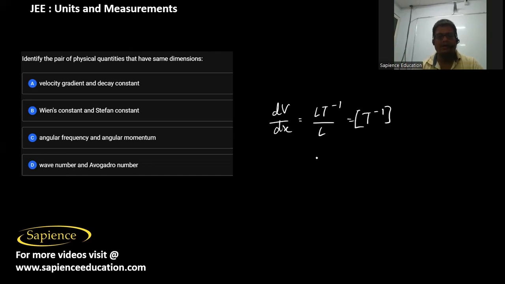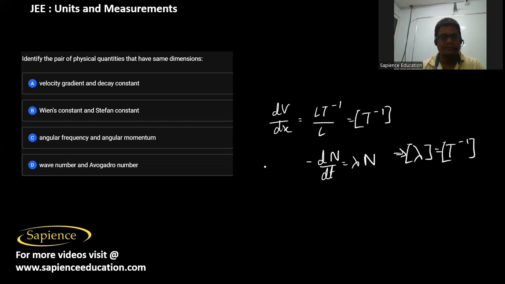And decay constant is lambda, which is, you can see, minus dN by dt, that is equal to lambda times N, where lambda is the decay constant. So the dimensional formula for lambda is also T power minus 1. So they have the same dimensions.